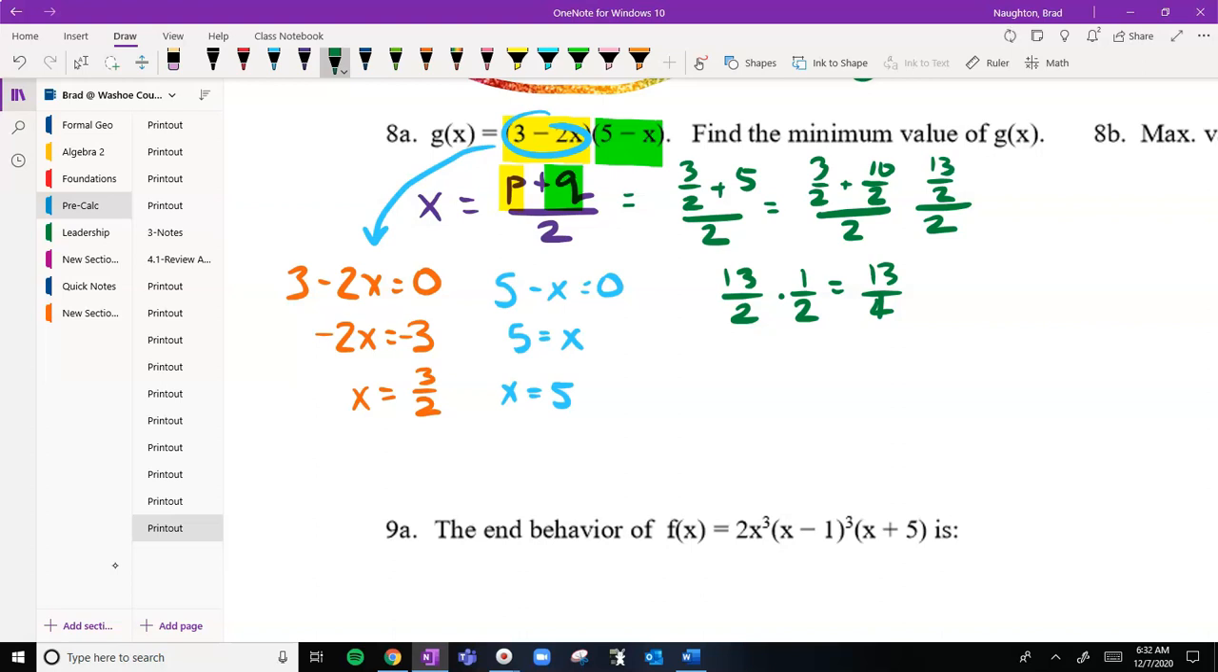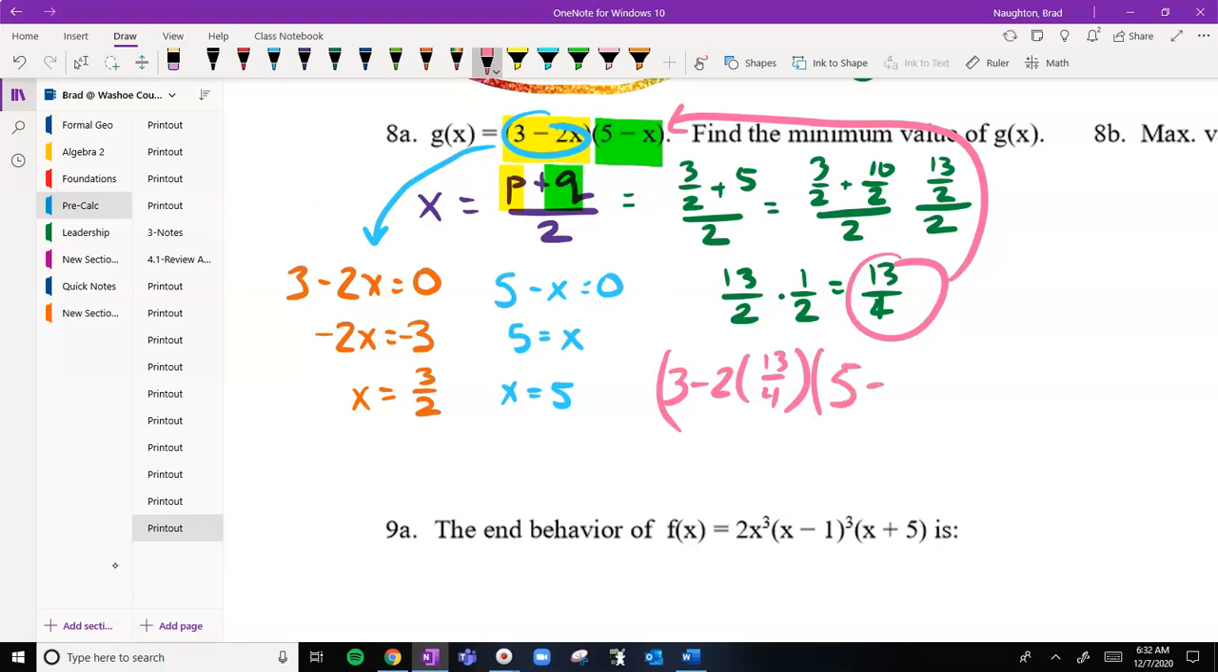We are looking for the y value, which is going to be our minimum here. So I've got to plug it back in up here. Like I said, this is just a different strategy. If you like the standard position first, you do that. So 3 minus 2 times 13 fourths, and then 5 minus 13 fourths.